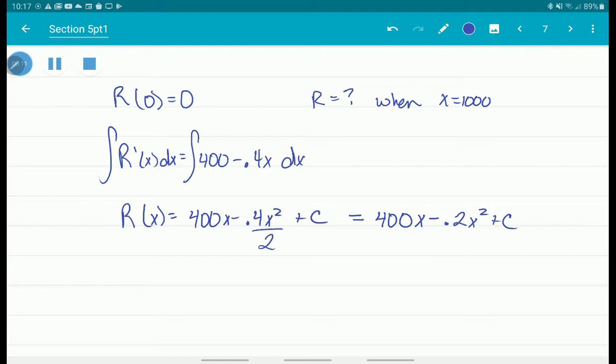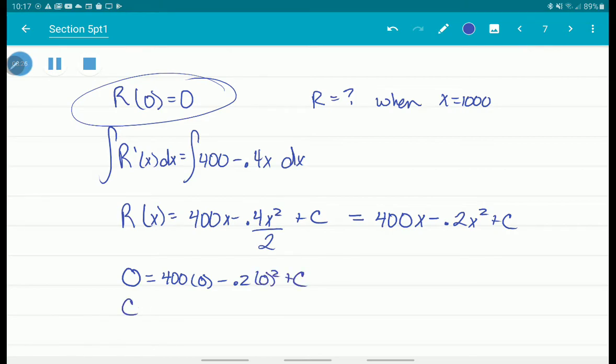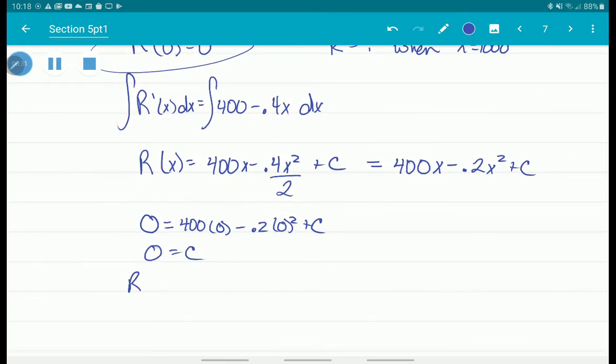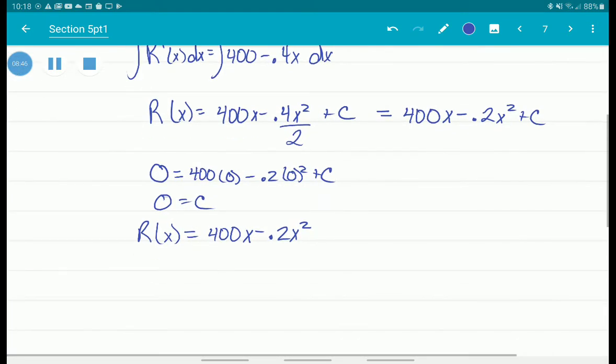Now we've got to figure out what c is, and we can do that using the initial condition. We know the revenue is going to be 0 if we don't produce anything, so x is going to be 0. And that's going to give us a 0 for c. So our particular solution here is the revenue is going to be 400x minus 0.2x squared plus 0, which is 400x minus 0.2x squared.